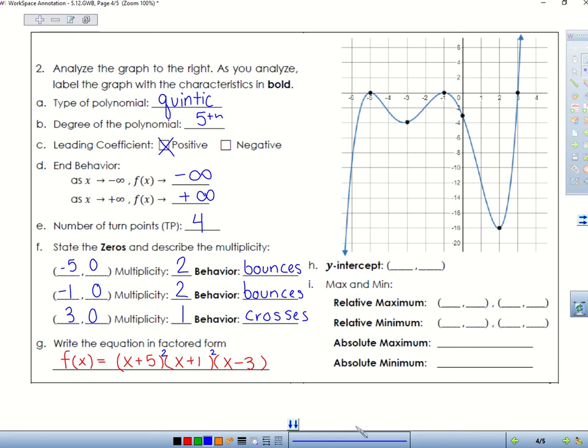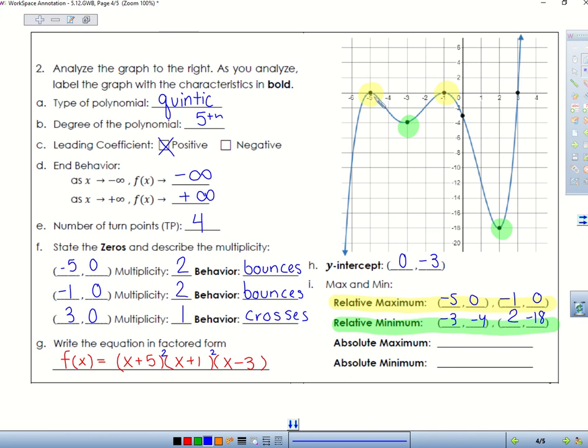Okay. What's the y-intercept here? 0, -3. And then we have our relatives, so our maxes and our mins. Looks like -5, 0, -1, 0, and then my mins -3, -4, and what else? 2 and -18. Good, 2, -18.